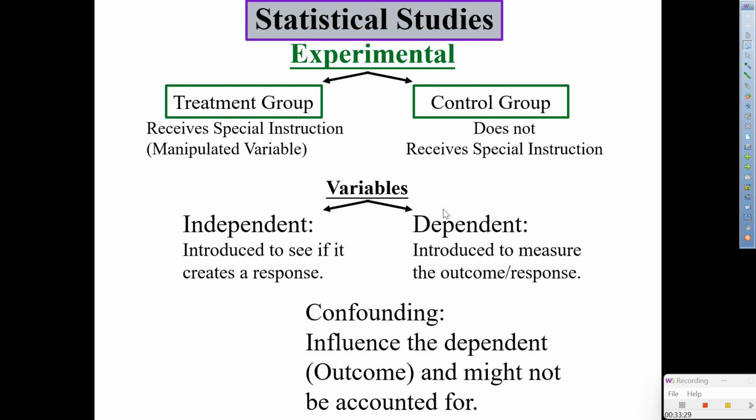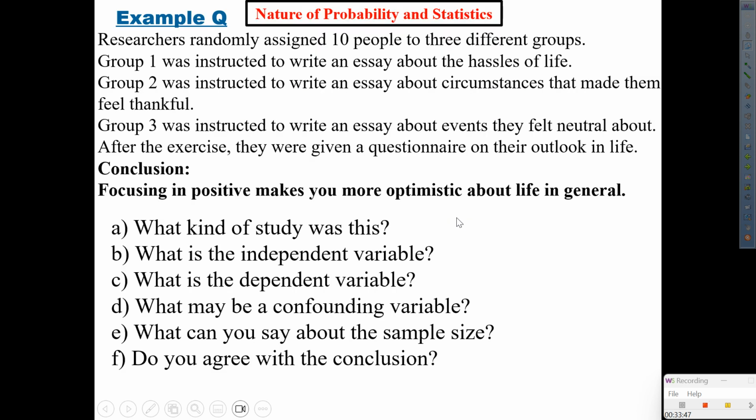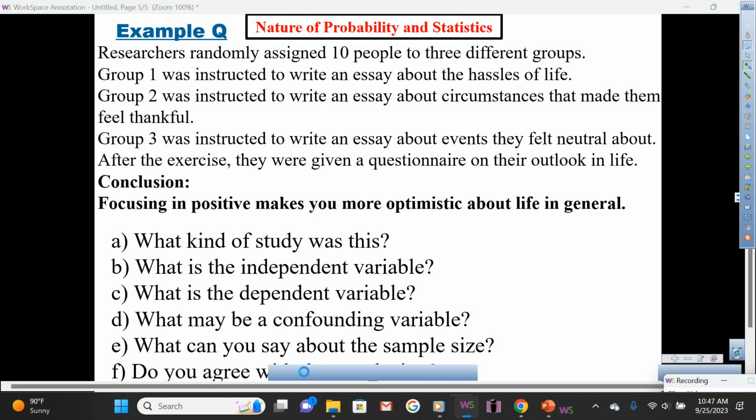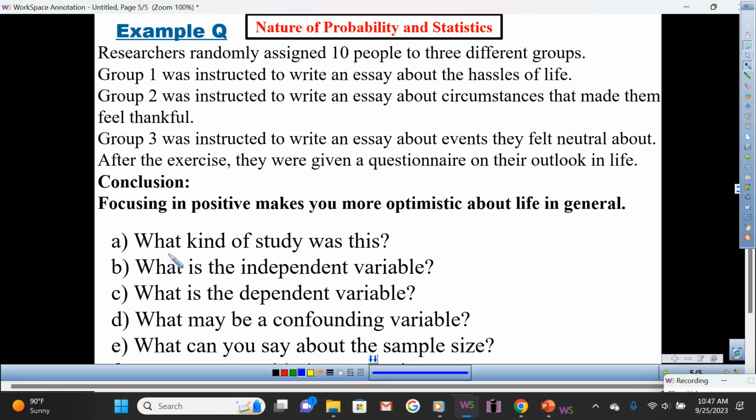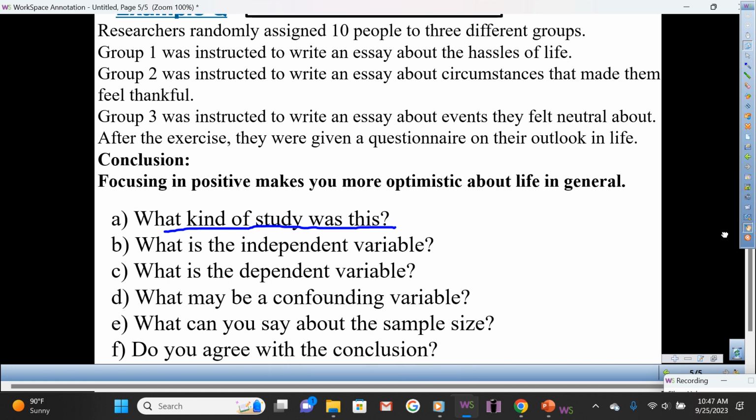So let me go straight to the example for the remaining time. Here it goes. Once again, you have the code for finishing the notes. I'm going to read you the research. Ready? It reads, researchers randomly assign 10 people to 3 different groups. So look up to the screen. First question. What kind of study was this? If we start, researchers randomly assign 10 people to 3 different groups.